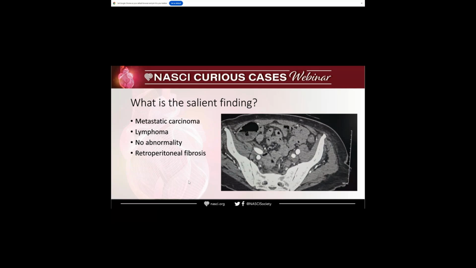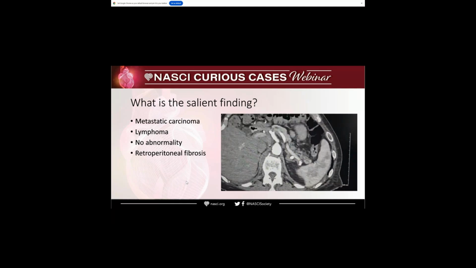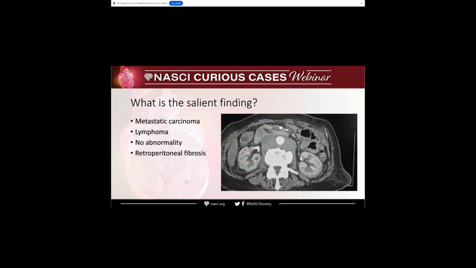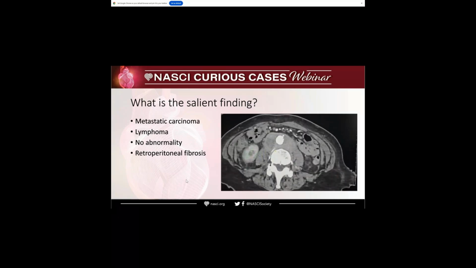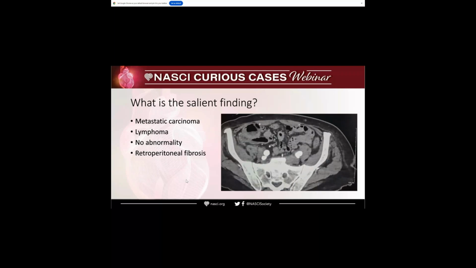I would want to look more at the kidneys to see if I see any other features of retroperitoneal fibrosis or other fibrosing processes. So you're absolutely correct. If I had to dictate that scan, I would say either lymphoma or retroperitoneal fibrosis.